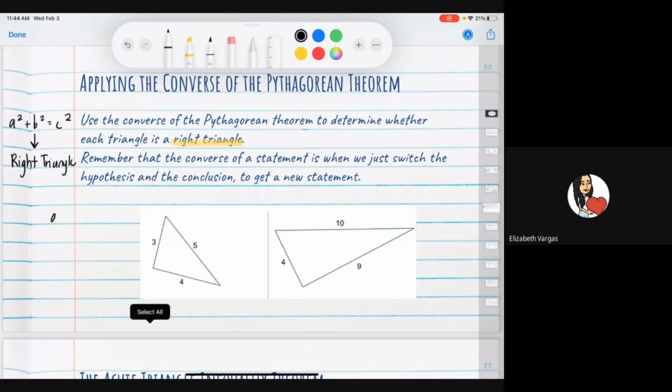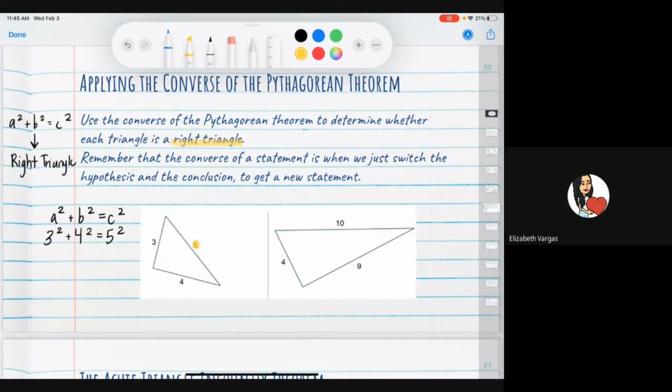So what we want to do is put a squared, oh my goodness, sorry. A squared plus b squared equals c squared. That's what we'll start off with. We want to identify what our c squared is. Again, our c squared is always our longest side. So 5 is greater than 3 or 4, so 5 will be our c. And then a and b are interchangeable. So I'll just do 3 squared and 4 squared.